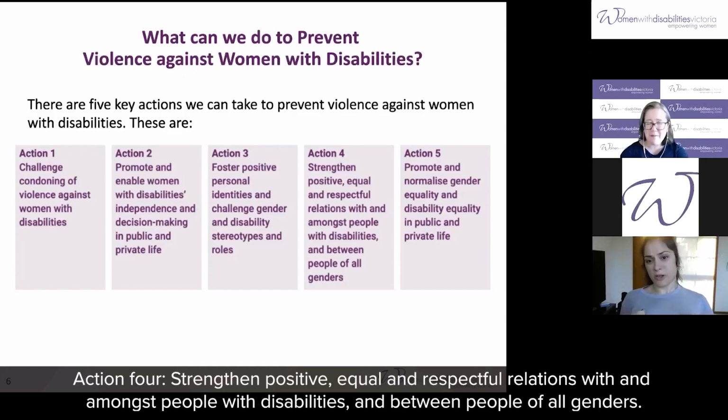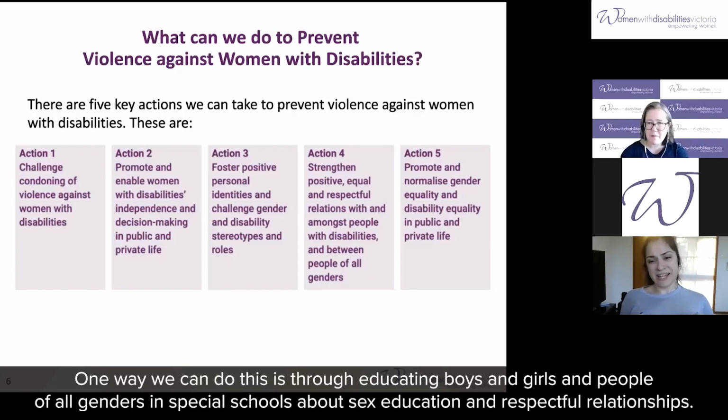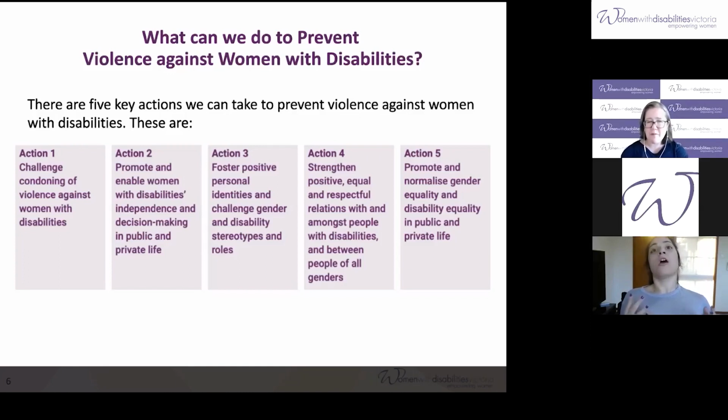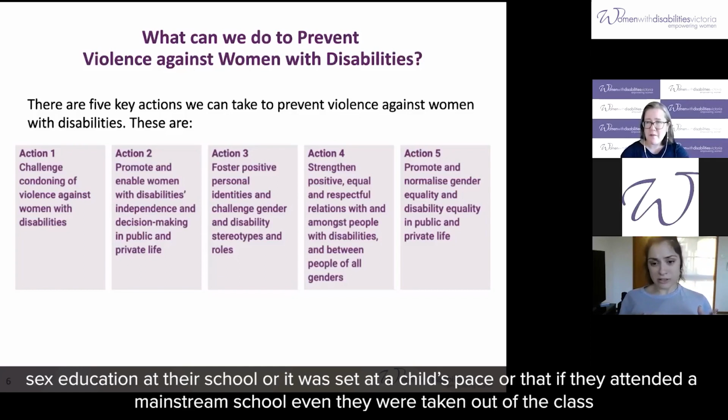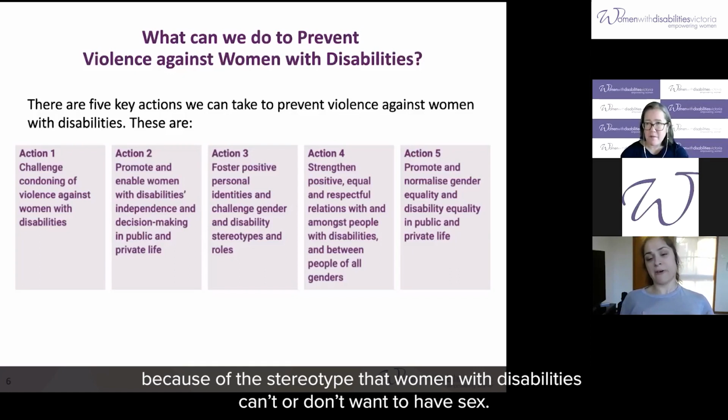Action 4, strengthen positive, equal and respectful relations with and among people with disabilities and between people of all genders. One way we can do this is through educating boys, girls and people of all genders in special schools about sex education and respectful relationships. I can't tell you how many times a woman with disability who previously attended special school back in the day told me that either there was no sex education at their school or it was set at a child's pace, or that if they attended a mainstream school, even they were taken out of the class because of this stereotype that women with disabilities can't or don't want to have sex.